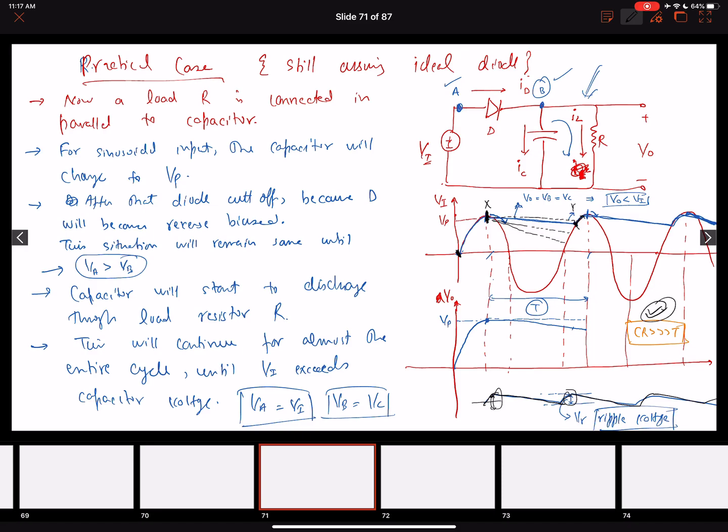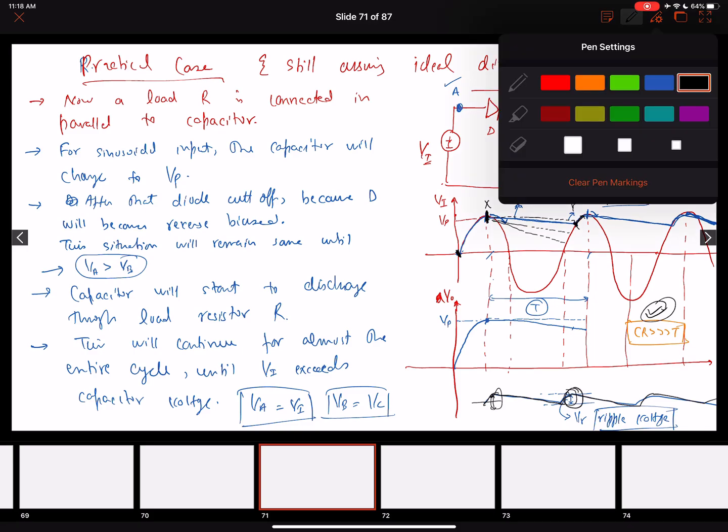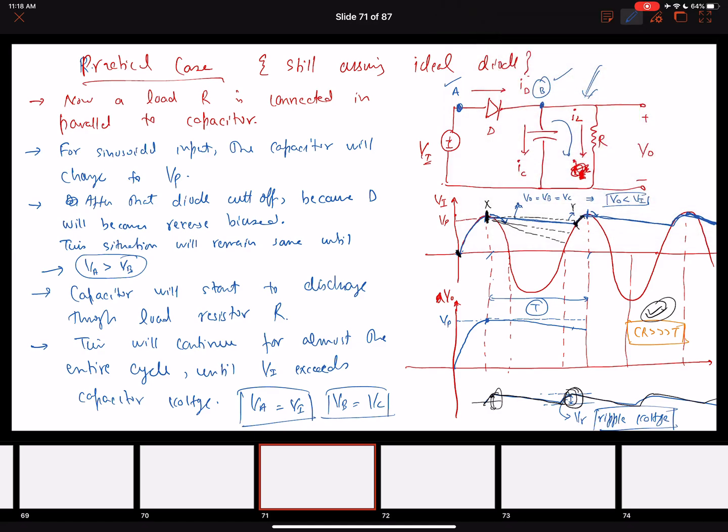So at point X, I know that the voltage value is V naught, and let's find the value at the Y point. So at the Y point, we have a ripple voltage here, right? Trying to keep it less messy, but this is the ripple voltage. So this is VP minus VR.